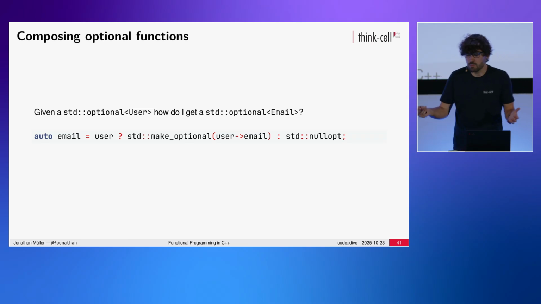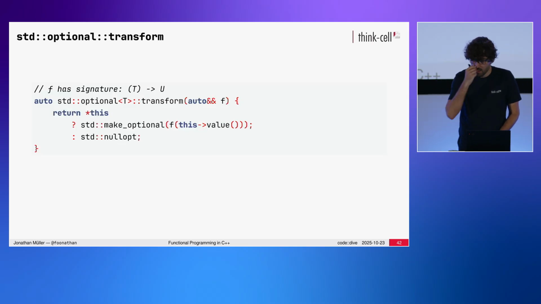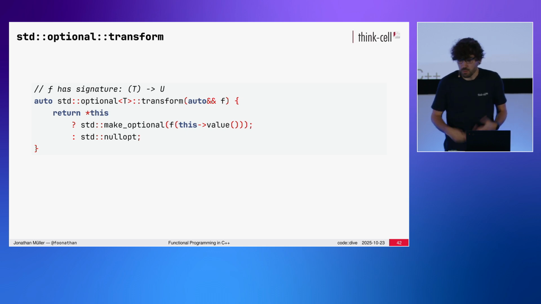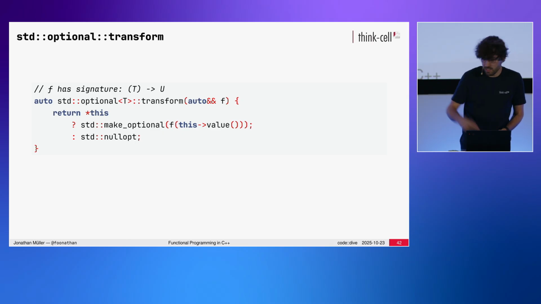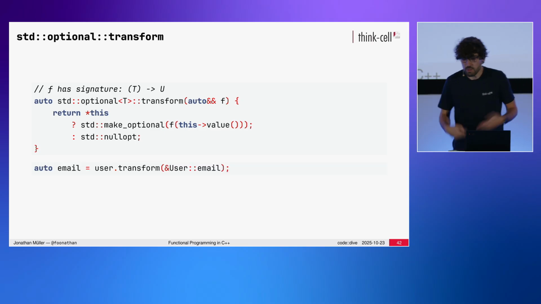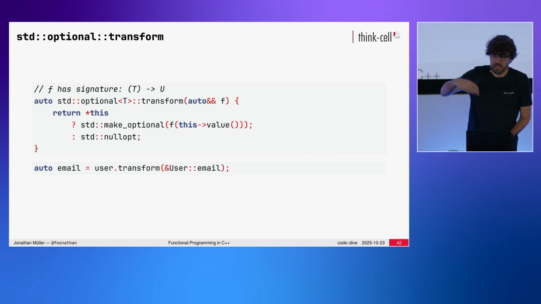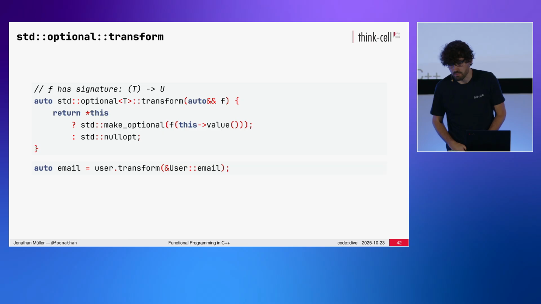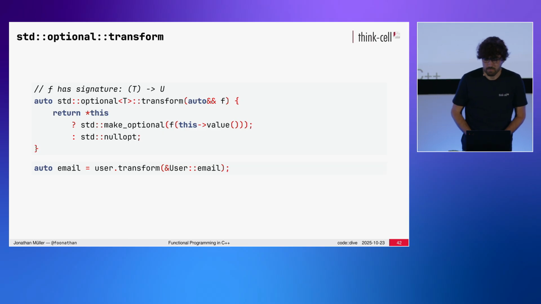And this pattern, where we want to apply a function on an optional if it has a value, is so common that optional provides a member function for that. It's called transform. So optional transform takes a function that takes the T contained in the optional and returns some other value. And it does exactly this. If you have a value, we invoke the function with the value. Otherwise, we return nullopt. And now we can just say, given the email, we just transform the user into an optional email by applying the member pointer user email. And the real code doesn't use the function call syntax, it uses invoke, so this all works.